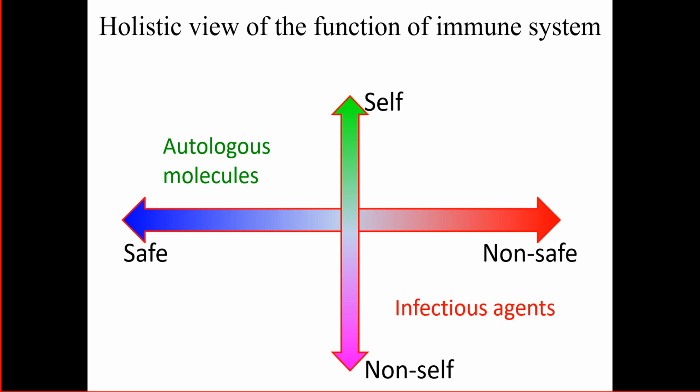Any ideas? Self, immune system. Self, they belong to my own body, but they can be dangerous. Or they belong somewhere else. They're foreign to my body, but they're harmless. They're good. The foreign and non-safe.